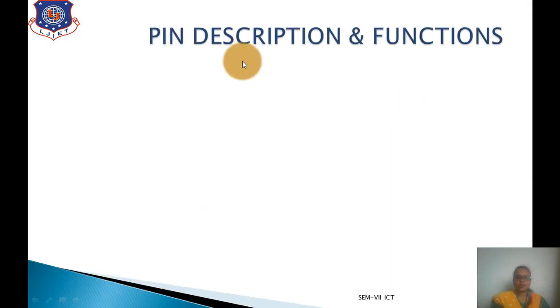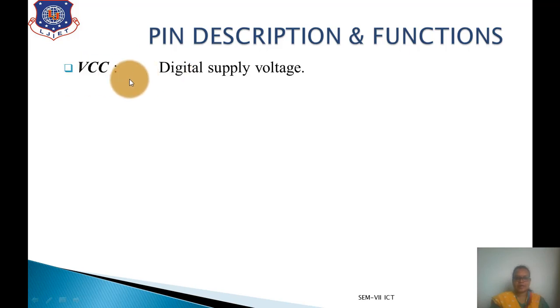Next topic is pin description and its functions. The first pin we will discuss is VCC, the digital supply voltage. The power supply for this ATmega32 varies from 2 volt to 20 volt, whereas basically it will work on a 5 volt power supply, and depending on the peripherals connected externally, the digital power supply will change.